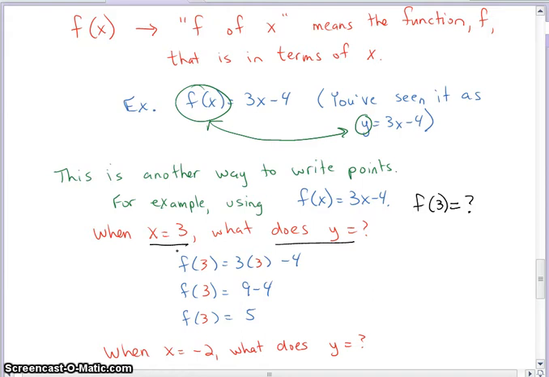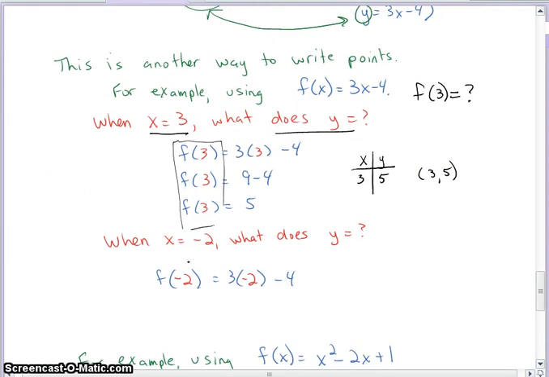The difference is the left-hand side here never changes. It stays the same. So this is really giving you, if I made a little xy table, x is 3, y is 5. That would be an ordered pair. That's a point that would go on the graph. Okay, if x equals negative 2, what does y equal? Same thing, you leave the left side alone, so it'll be f of negative 2 equals negative 6 minus 4, f of negative 2 equals negative 10. So that would be another point I could put in my table, negative 2, negative 10.